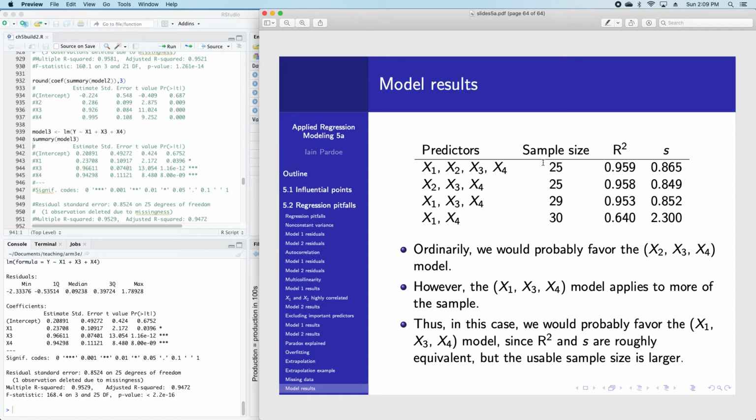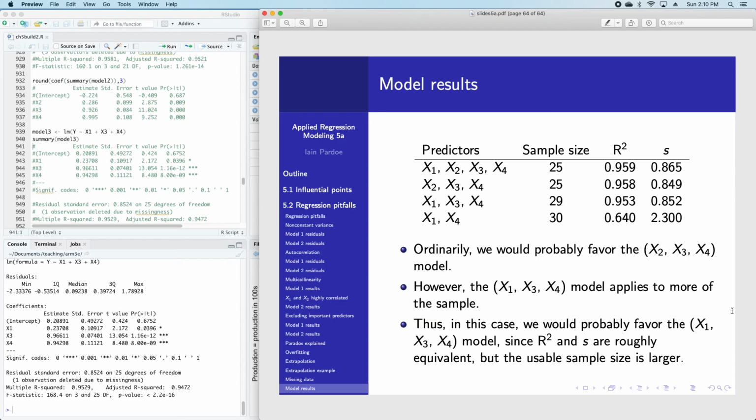You wouldn't want to go another step though and say, maybe I can find a model that applies to all the data. If you want to apply a model to all the data, in this case, you'd have to drop x2 and x3 because they were the predictor variables that had some missing data, and then you're left with just x1 and x4. But then r squared goes all the way down to 0.64, and s jumps up to 2.3. So that's a terrible model. So you have to weigh all these things together to determine which is going to be the best model for your particular purpose.